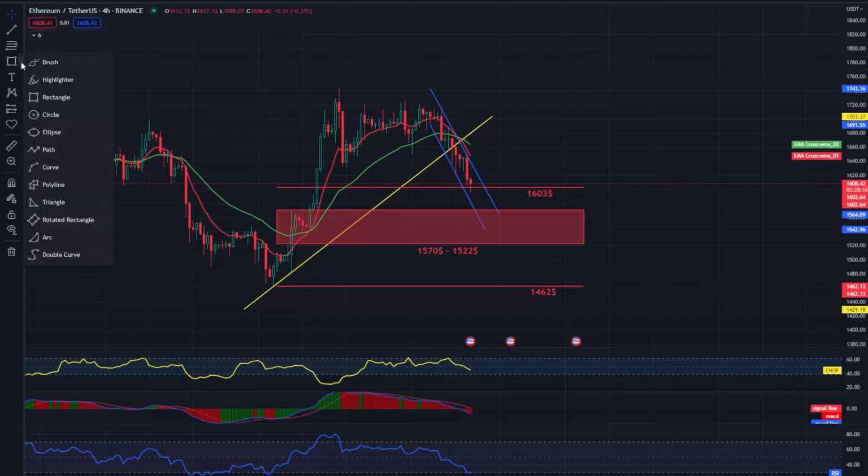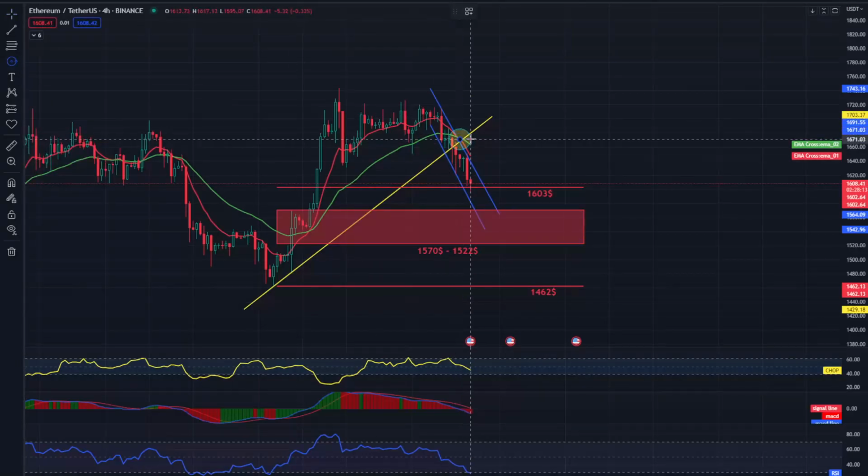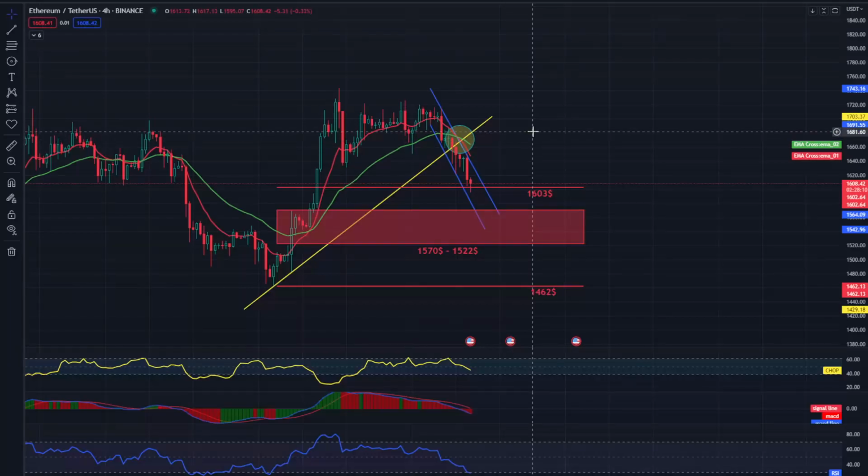It is worth paying attention to the EMA cross 10 and 30, which indicate the place of confirmation of the downward trend change.